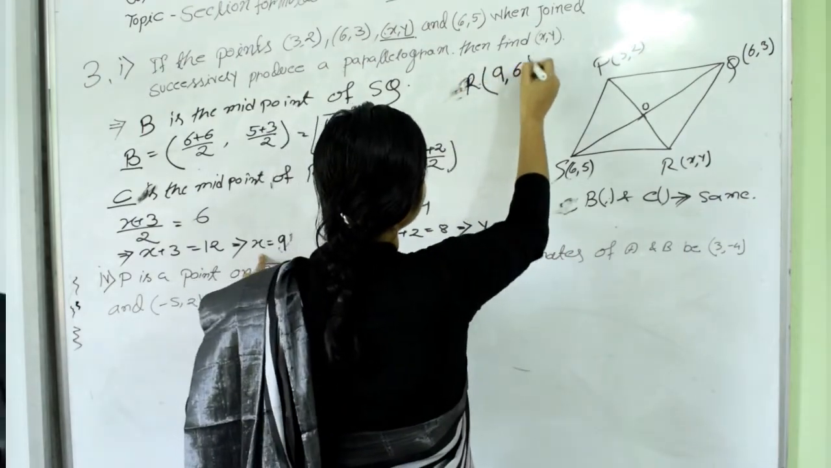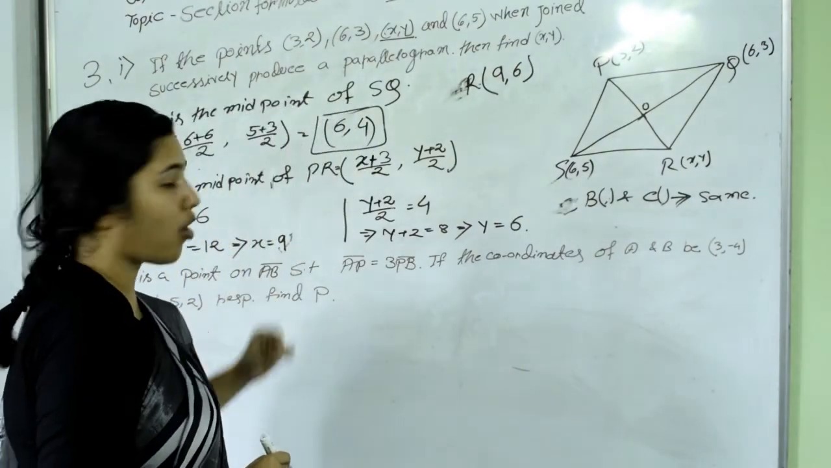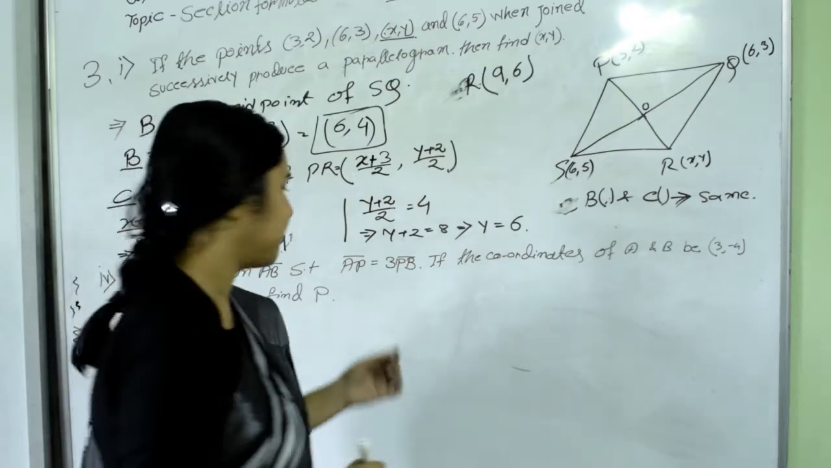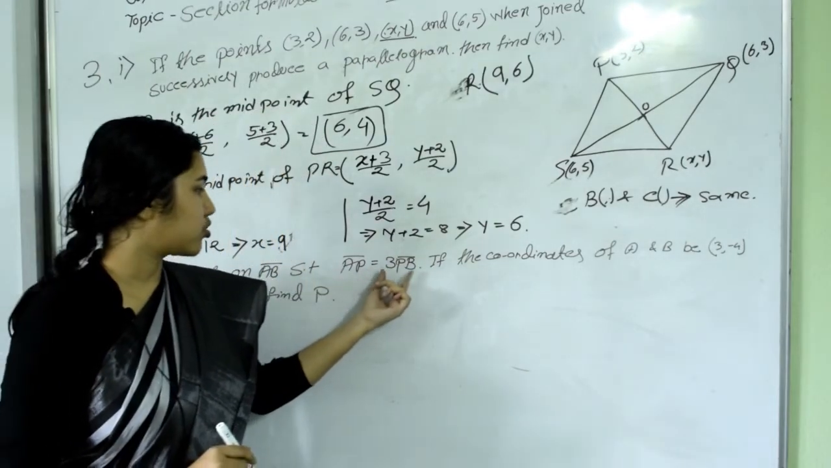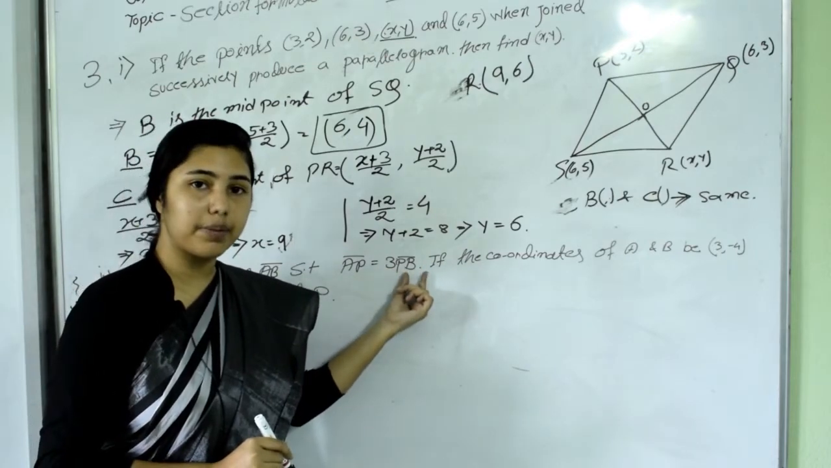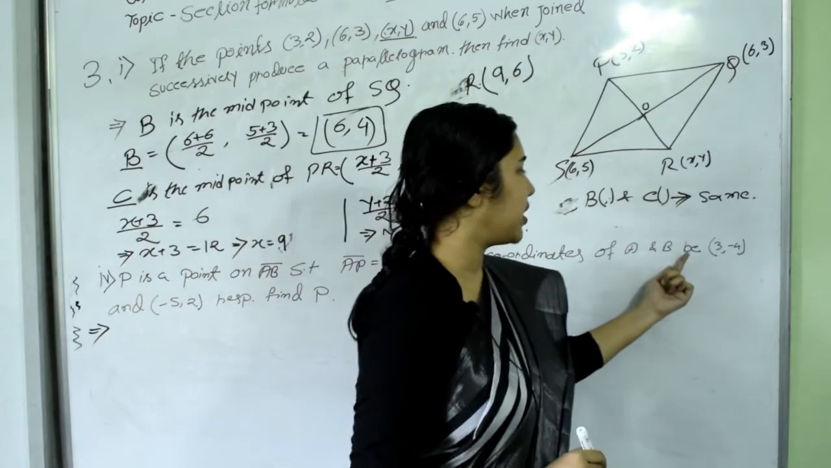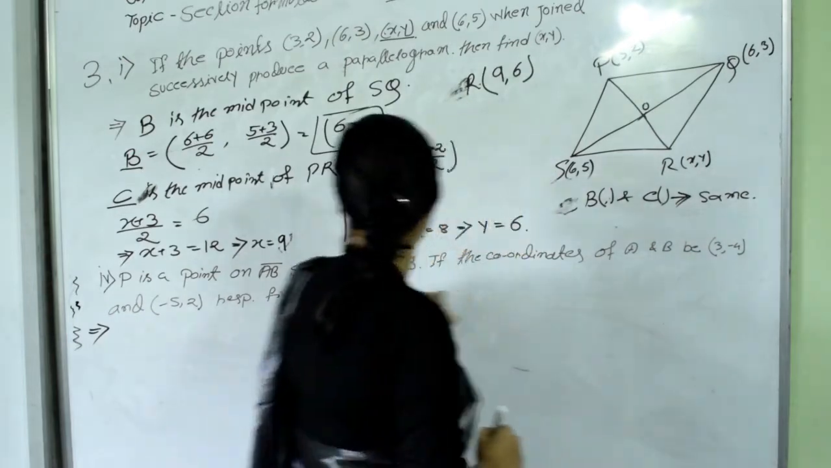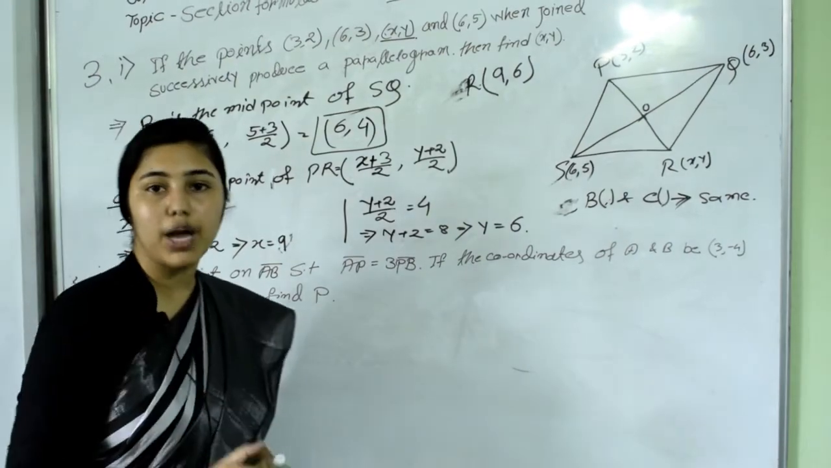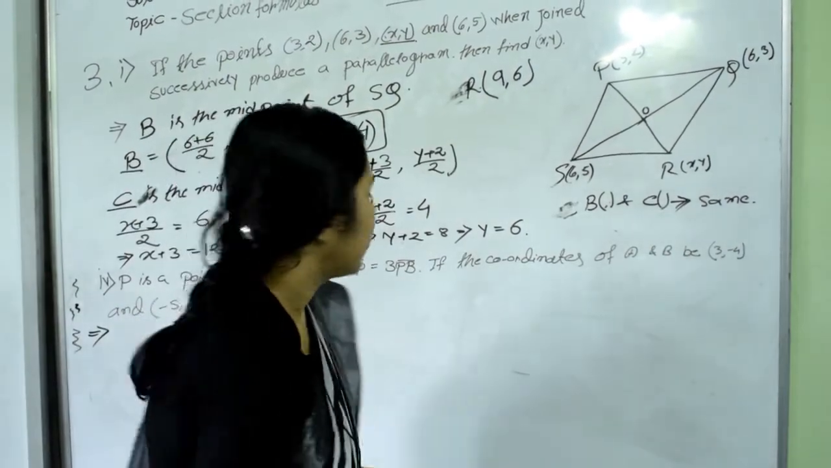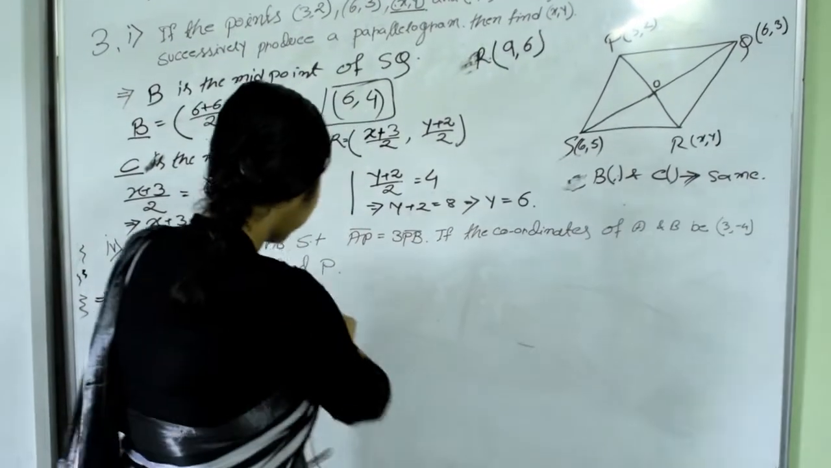Next question. Here P is a point on the line segment AB such that AP equals 3 times PB. If the coordinates of A and B are (3, -4) and (-5, 2) respectively, then we have to find the point P, which means we have to find the coordinate of the point P.